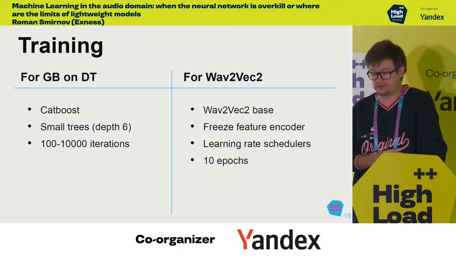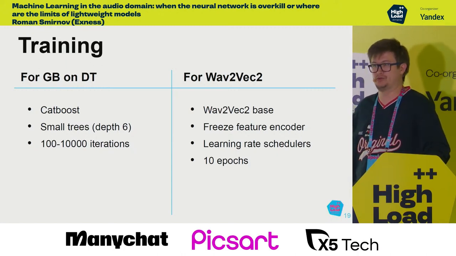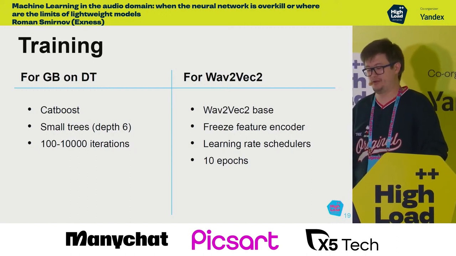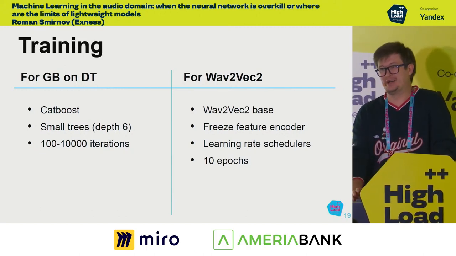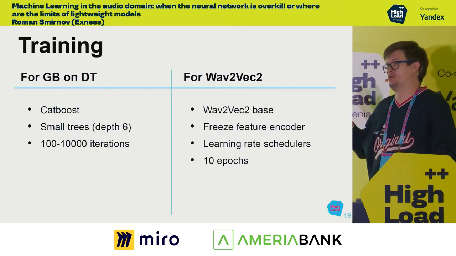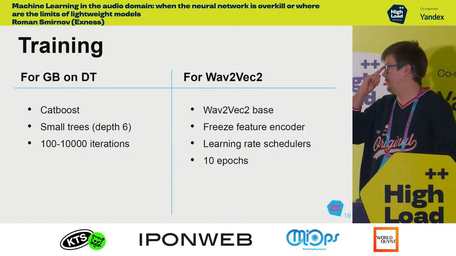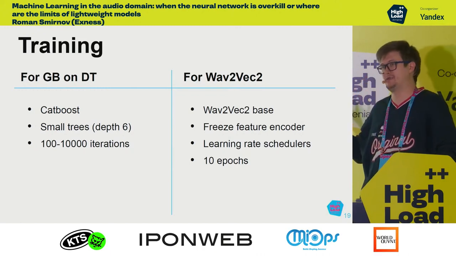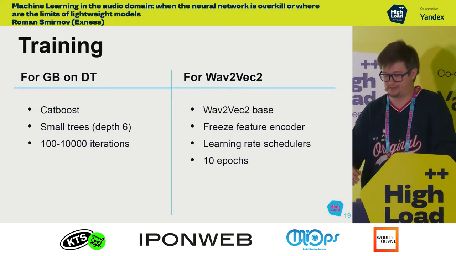For the wav2vec model, we use not the biggest one. We use the wav2vec base model. Again, it's a pretrained transformer, still huge. Not the biggest, but still huge. We use the standard things to work with the wav2vec model. We freeze the feature encoder, use some learning rate schedules, and train it, not train, fine-tune it only for 10 epochs.